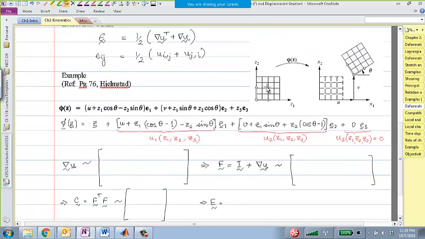Let's consider this map, which is also an example problem in your textbook. I have a unit square, and the map just does a rigid body rotation of this unit square, and then it translates it to this new position by u in the x direction and v in the y direction, or x1 and x2 directions. So the map is given by this long expression. This is the x1 component. That's the x2 component. And z3, there is no change. So that's the x3 component.